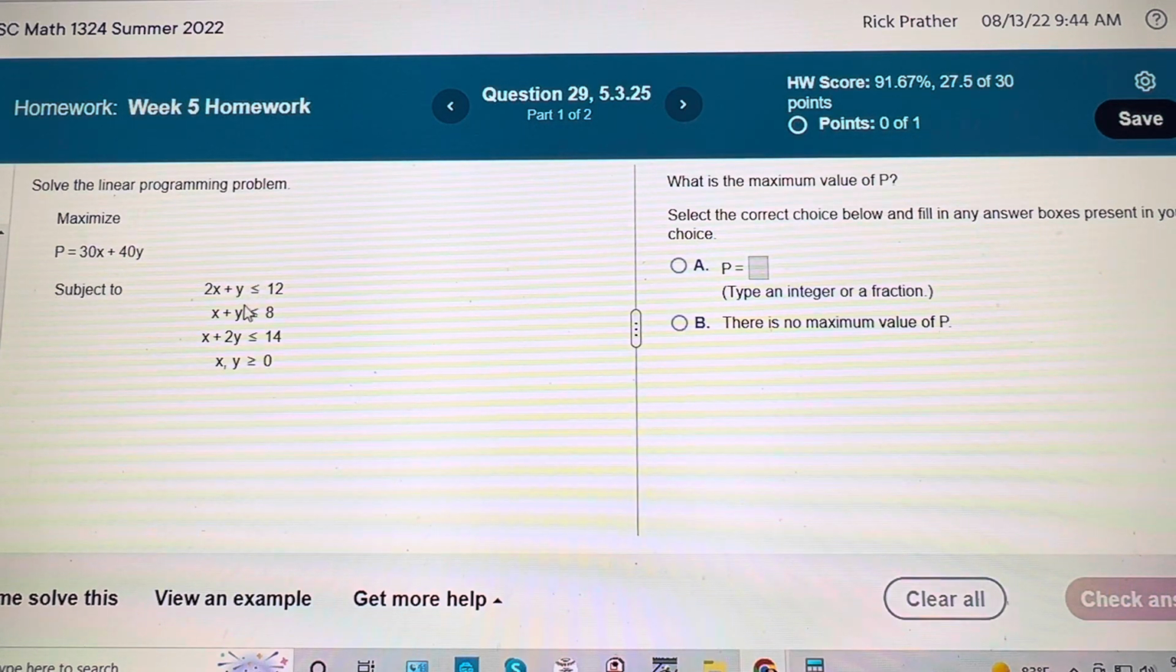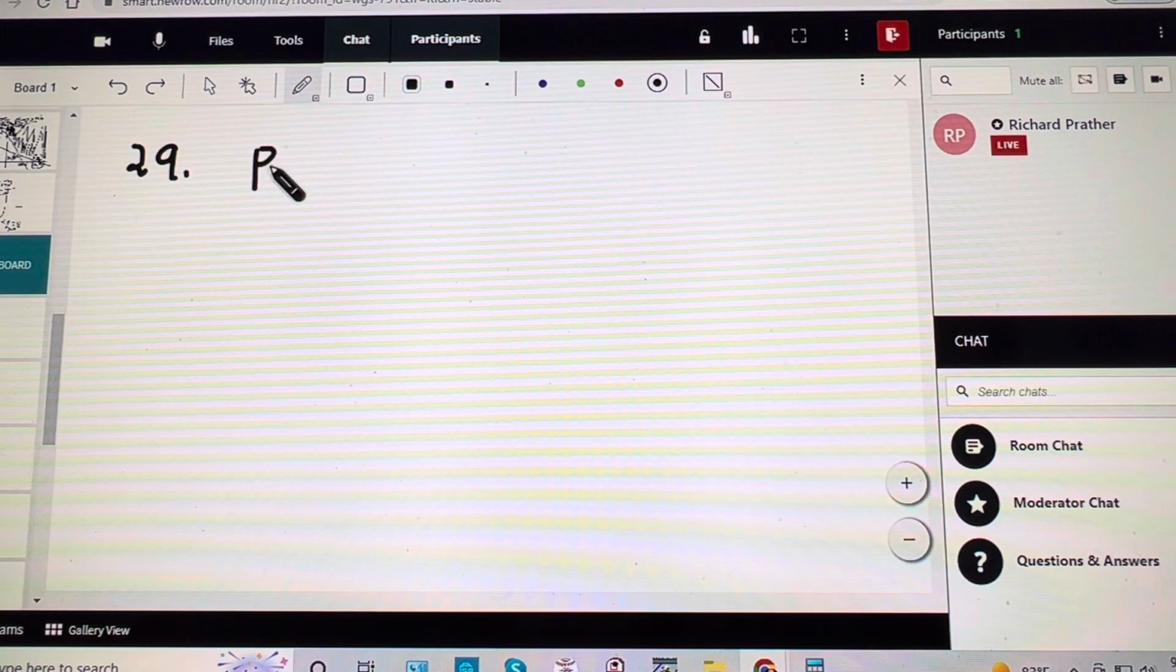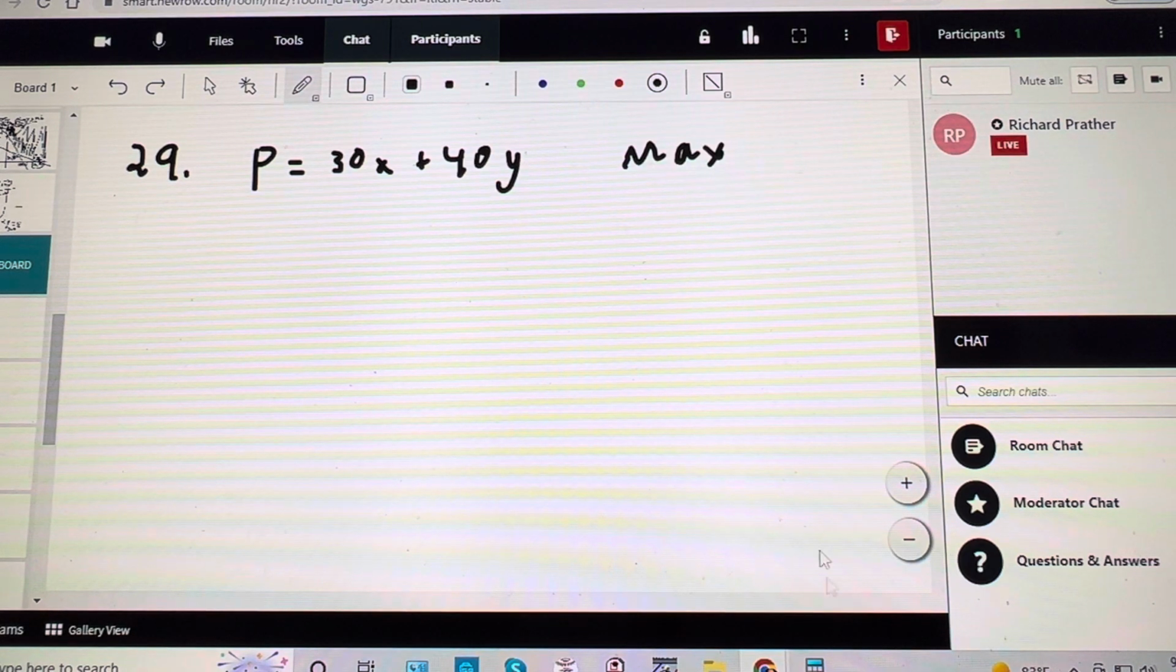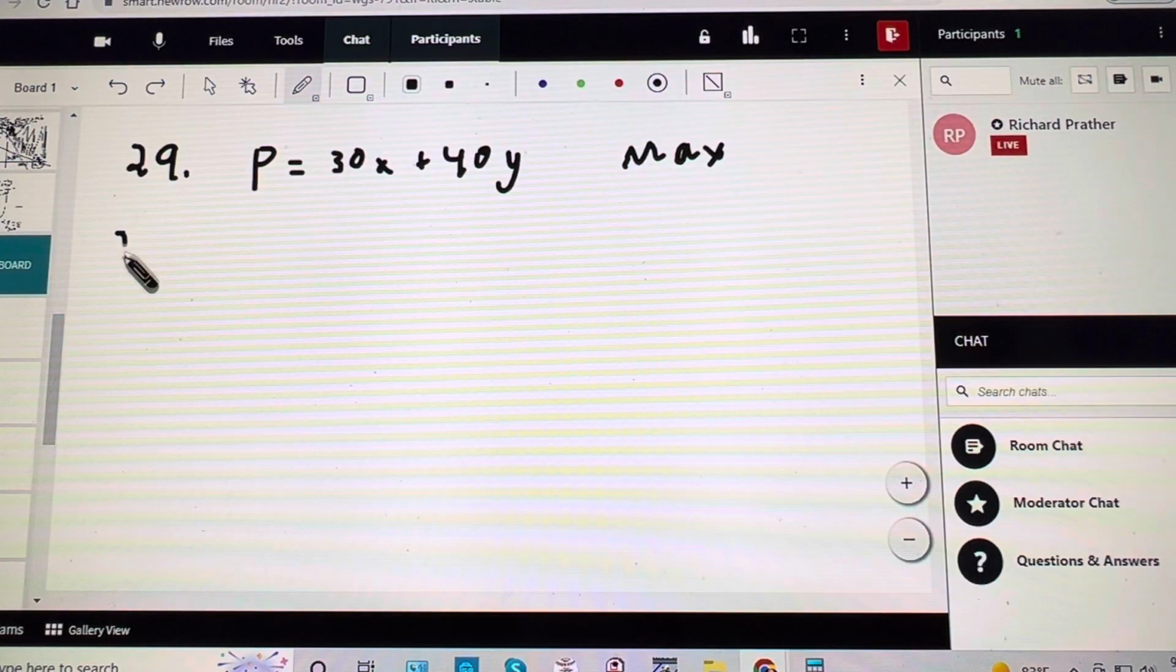Okay, now we've got three of these things. We're trying to only maximize 30x plus 40y. Maximize our profits. 30x plus 40y. So now we don't care about the minimum. All of these are less than, so it looks like we're going to get a bounded region. 2x plus y is less than or equal to 12.